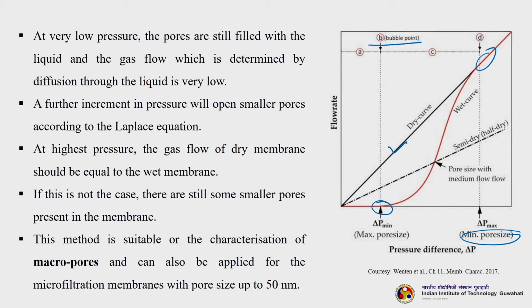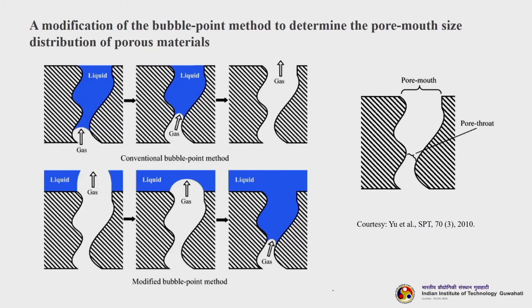This method is suitable for the characterization of macropores, and can also be applied for microfiltration membranes with pore size up to 50 nanometers. Okay. Now, let us understand another method. This is actually a modification of the bubble point method to determine the pore mouth size distribution of porous material.